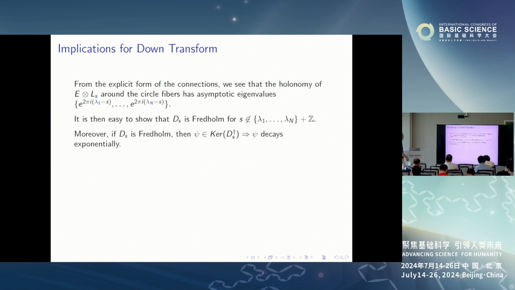Moreover, when it's Fredholm, it's also easy to show that if psi is in the kernel of the Dirac operator, then it decays exponentially fast. It's a sort of standard geometric analysis. So the Nahm type matrices we introduced before are in fact well defined.